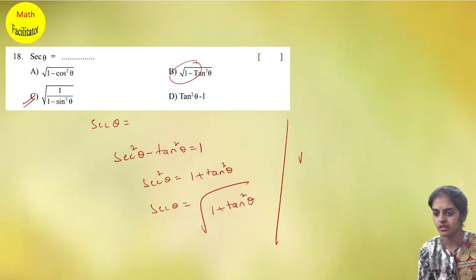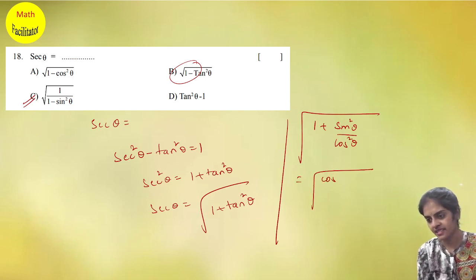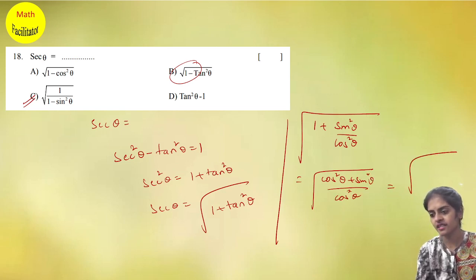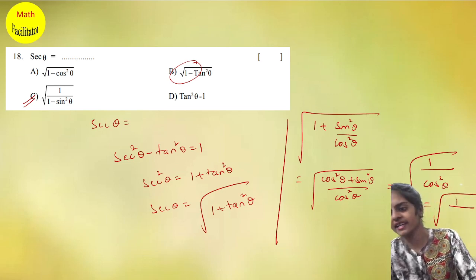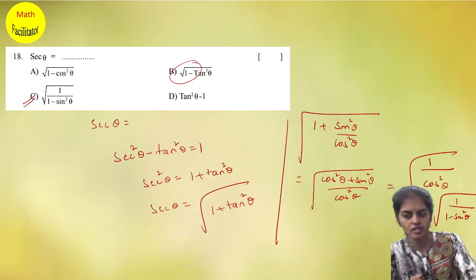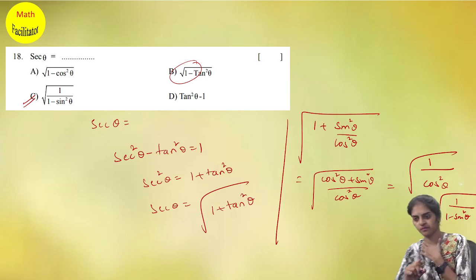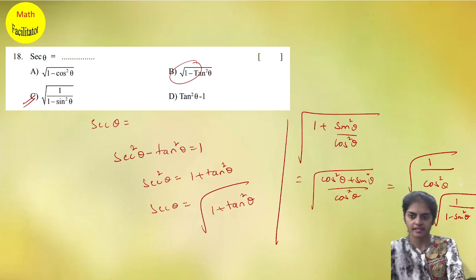Let's see. Root of 1 plus tan square theta is nothing but root of 1 plus sin square theta by cos square theta. If you take the LCM, this is root of cos square theta plus sin square theta by cos square theta. Cos square plus sin square is 1, so this is root of 1 by cos square. Cos square, I can write as 1 minus sin square. Clear, people? I hope this is visible to you. So option C is correct.